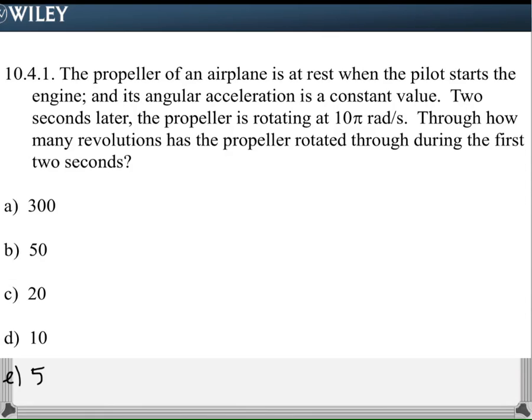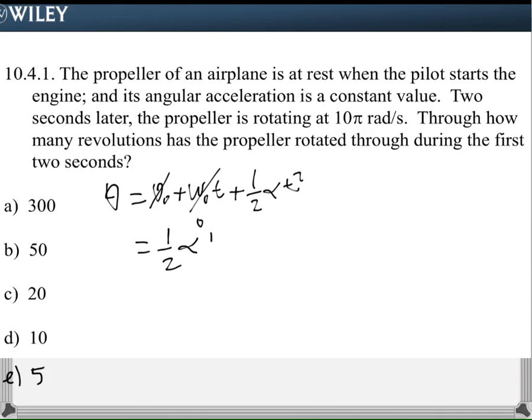Five? 10? Well, it asked about theta, right? And theta is theta 0 plus omega 0 times t plus 1/2 alpha t square, the most general expression. Remember the kinematics equations: x is equal to x0 plus v0 times t plus 1/2 a t square. And you do the same here. But since it starts from rest, you can take theta 0 and omega 0 as 0. So theta is 1/2 alpha t square.